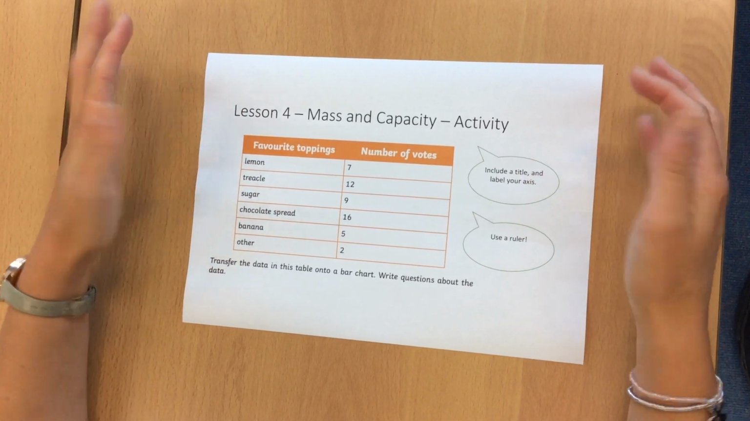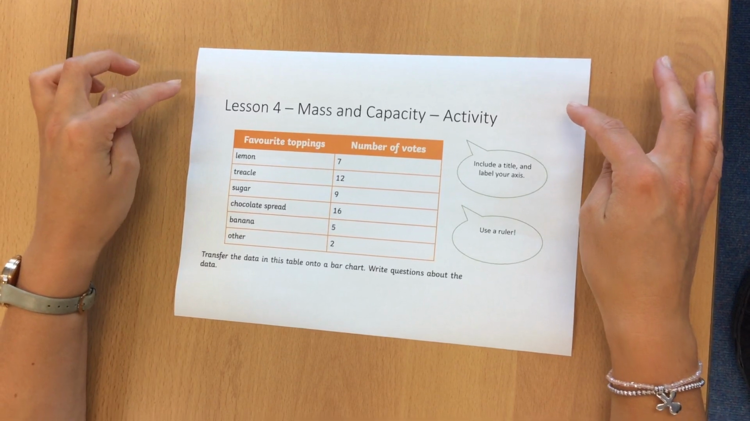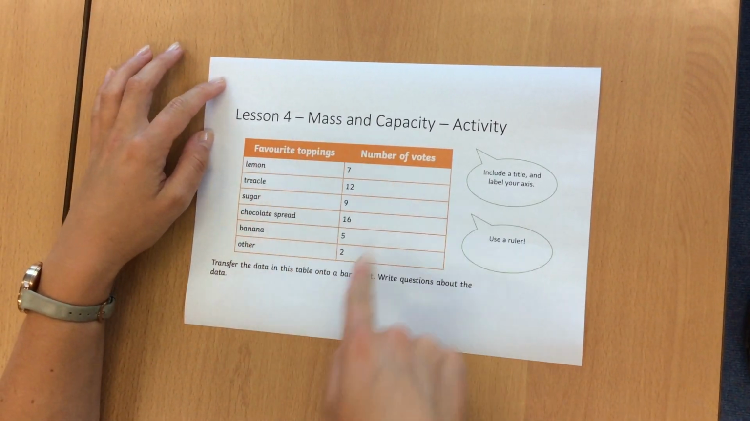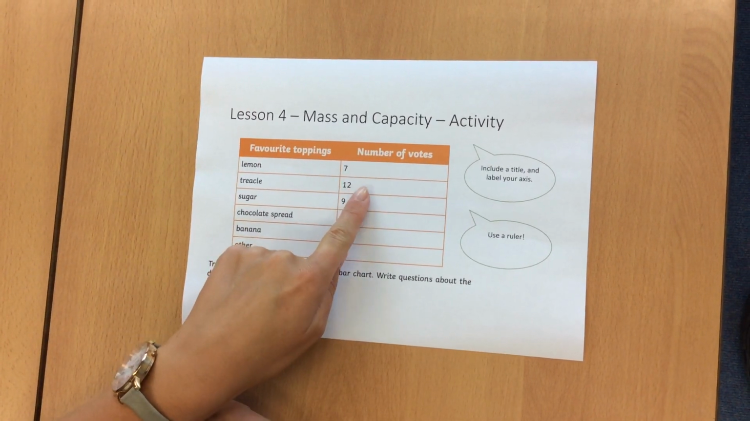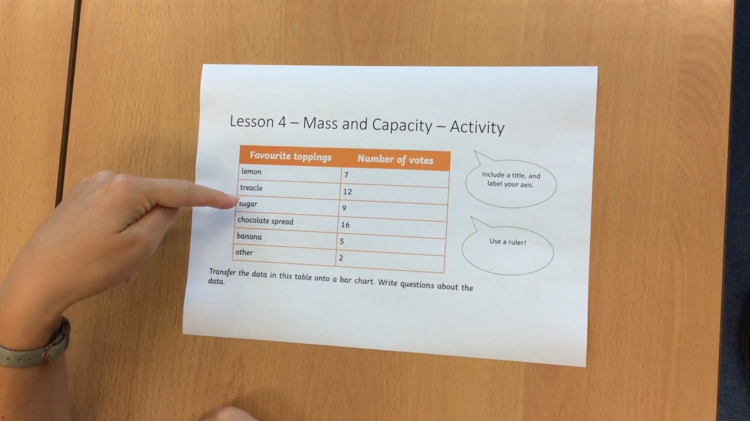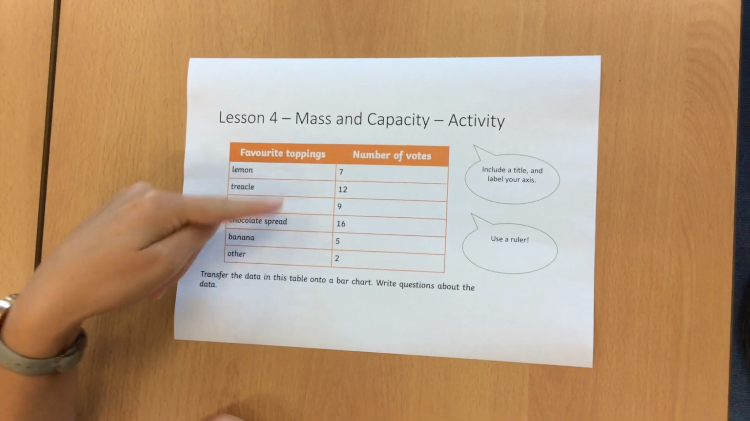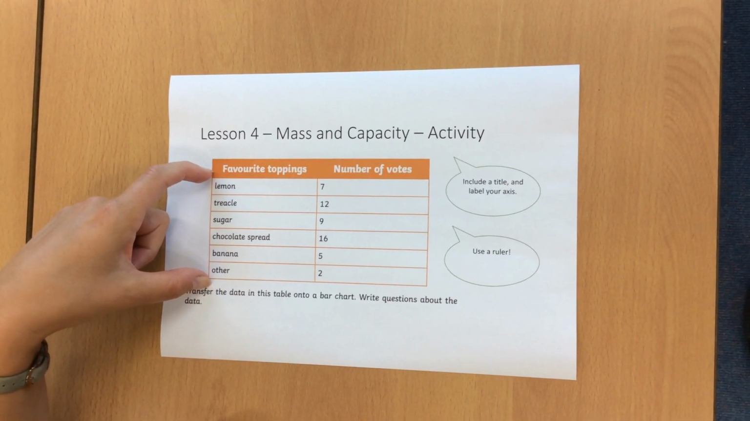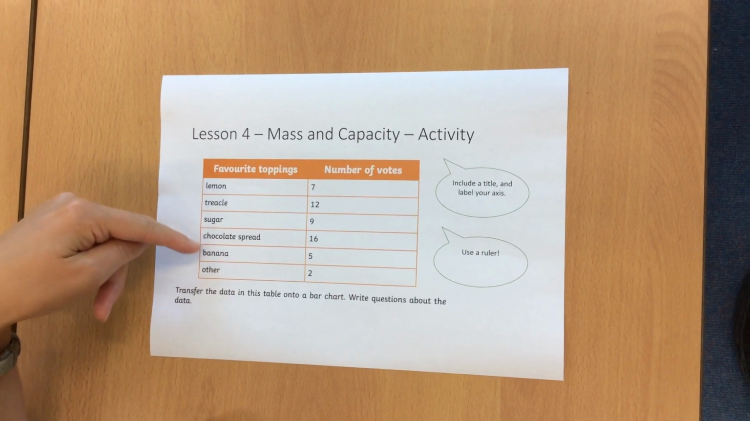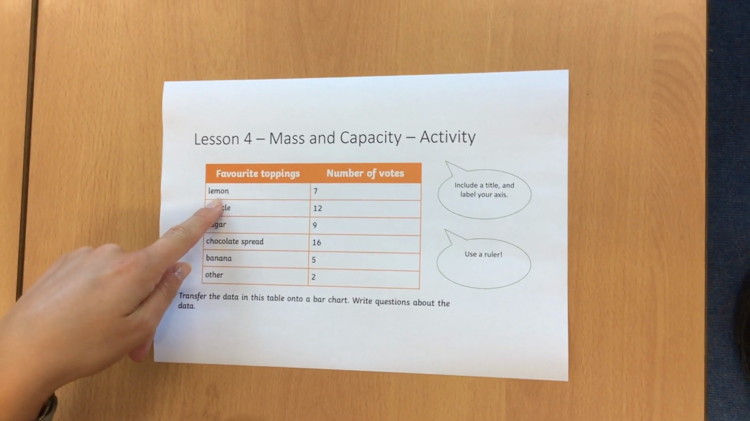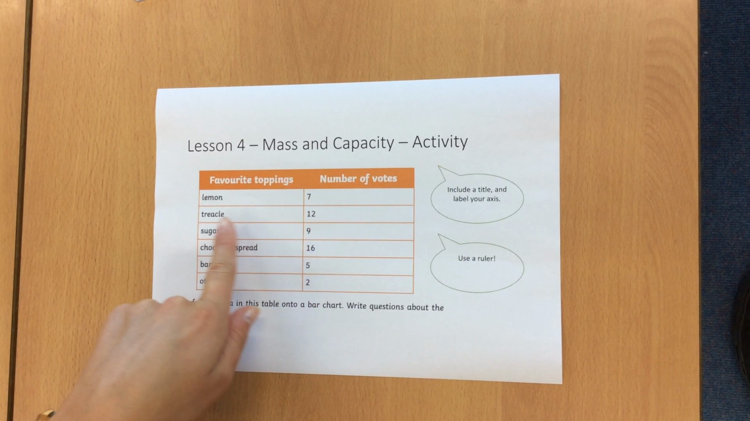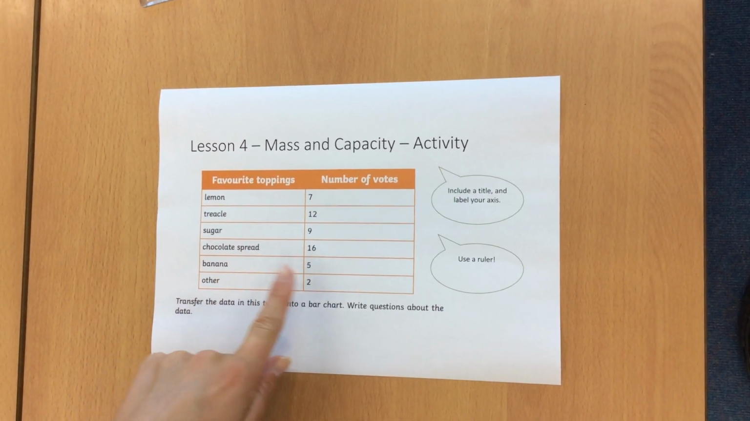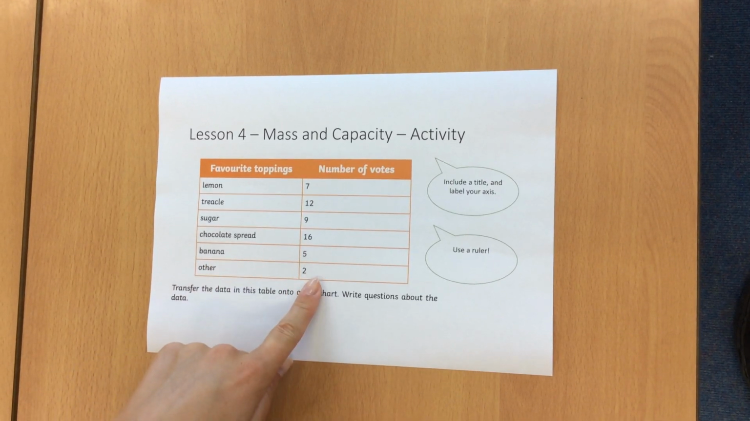Now I know in Year 2 we've looked at bar charts a little bit, and I'm sure in Year 3 you have as well, but here we've got a table and we've got the frequency of some ingredients. Thinking about these types of ingredients, the next slide told me we were looking at pancakes and the favourite toppings that people have on their pancakes. So lemon, the frequency, the amount of votes, is 7, treacle is 12, sugar is 9, chocolate spread is 16, banana is 5, and then other is 2.